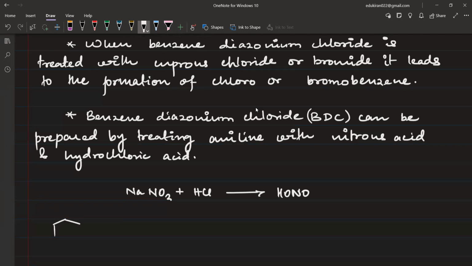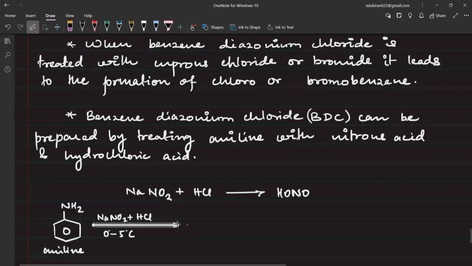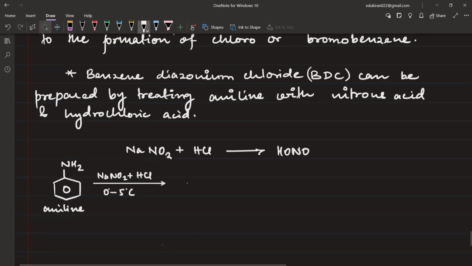So I will start with aniline, a benzene ring with NH2. This is my aniline. And then I will add here these two things, NaNO2 and HCl. Okay, we cannot keep nitrous acid, because it dissociates at room temperature. So we'll have NaNO2 plus HCl. This will be formed from 0 to 5 degrees Celsius. So when we do this reaction, we have an ice bath, and in that ice bath we put this. Now, when we treat this, we are going to get BDC, that is benzene diazonium chloride.